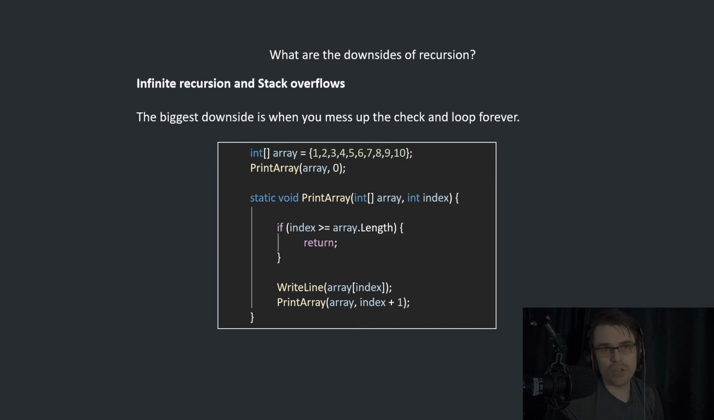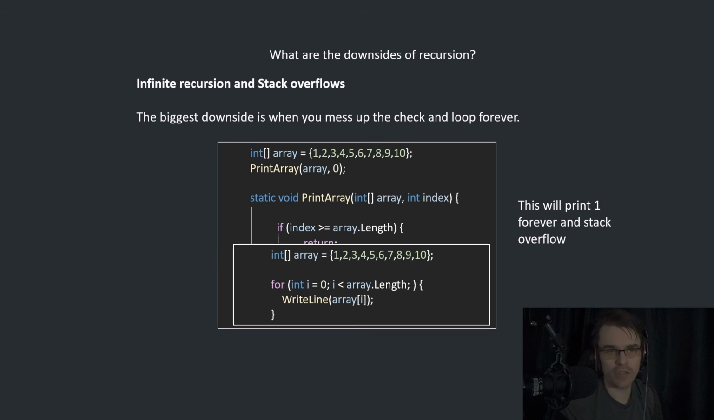For example, in the original example I showed you with print array, there are ways to mess this up. Maybe you have the check wrong, or maybe you forget the check, and it loops infinitely. What if you do something like this, where you put index? What will that do if you just put index? Well, it will just print 1 forever and stack overflow. That's what it will do.